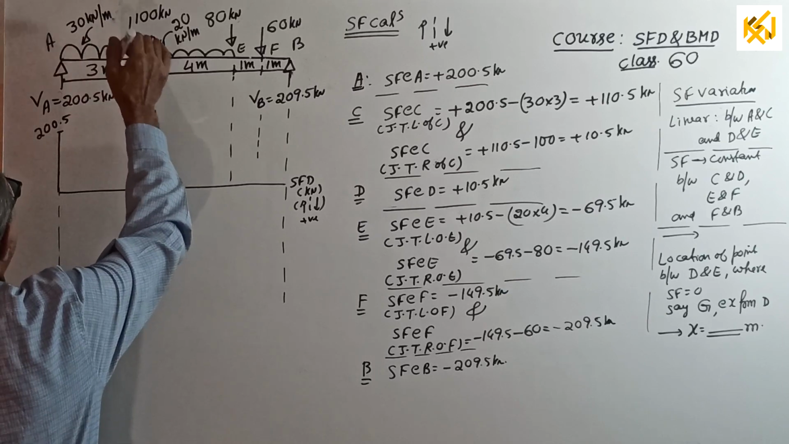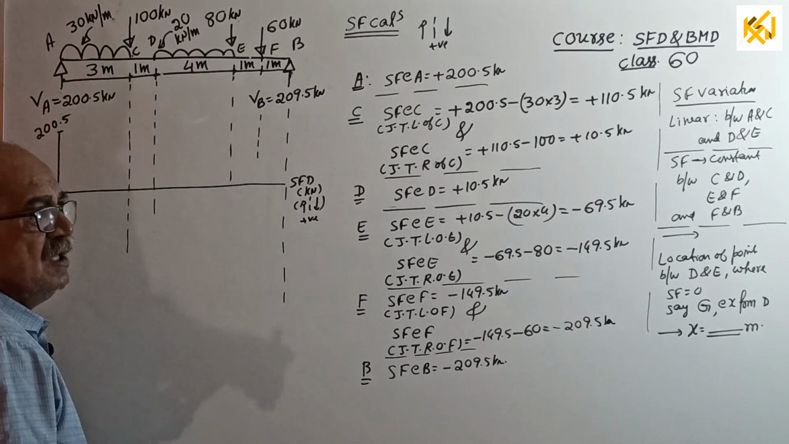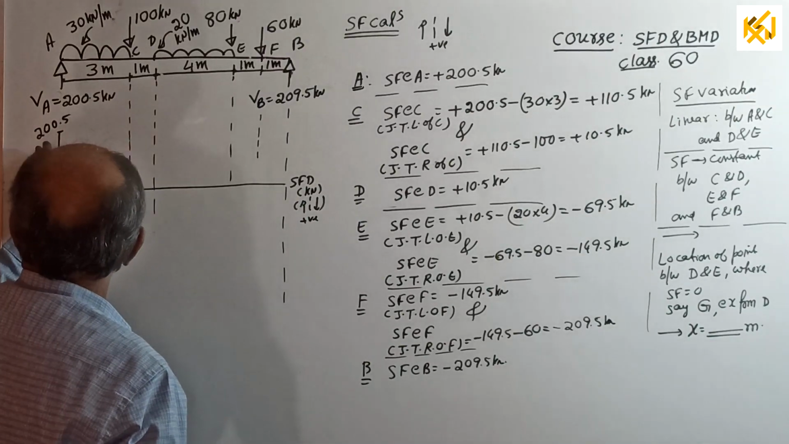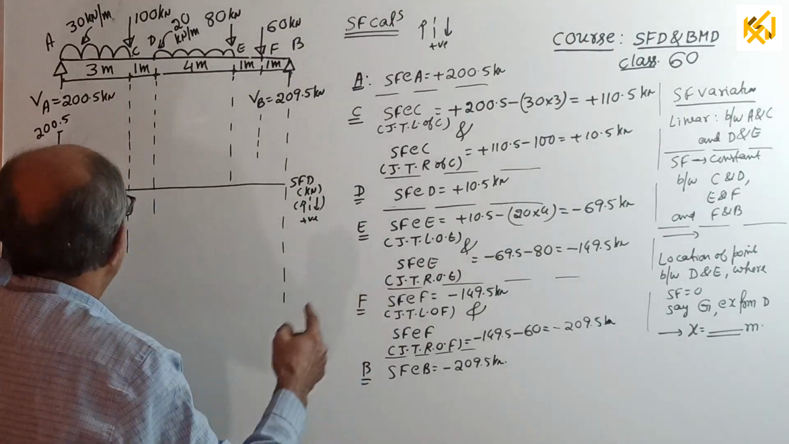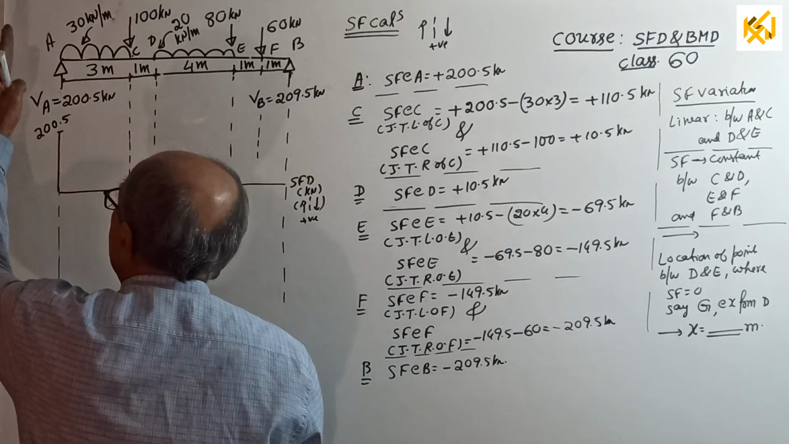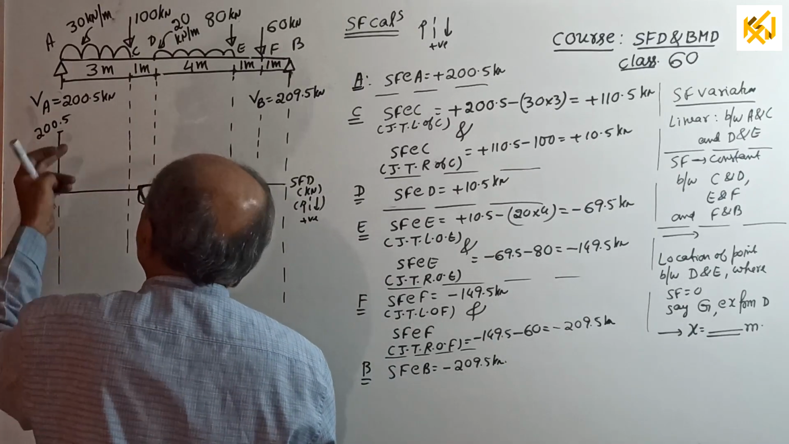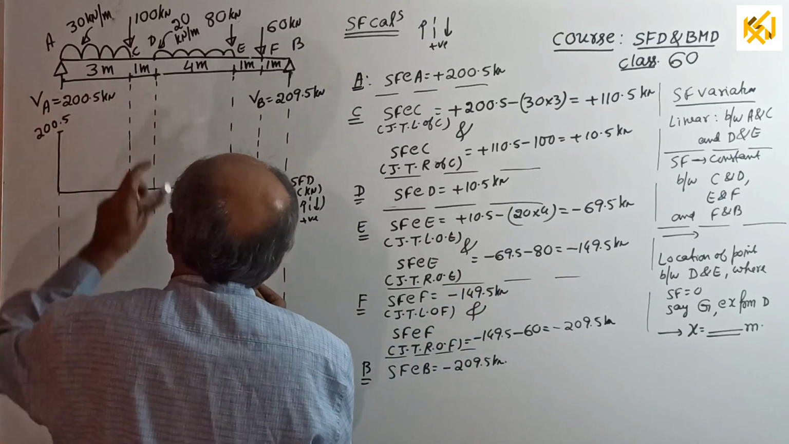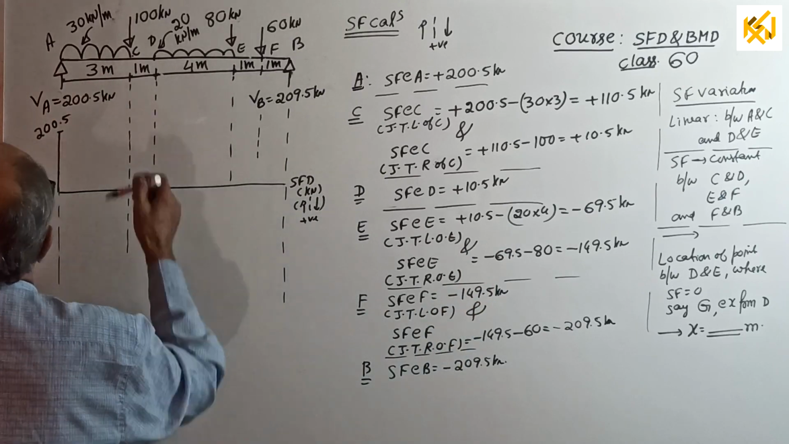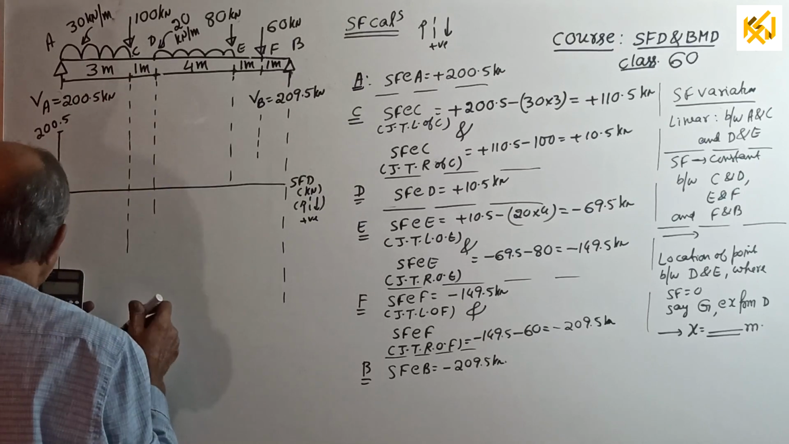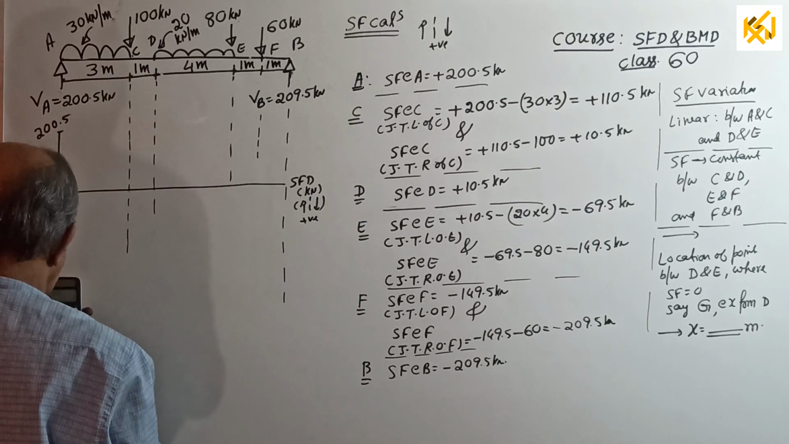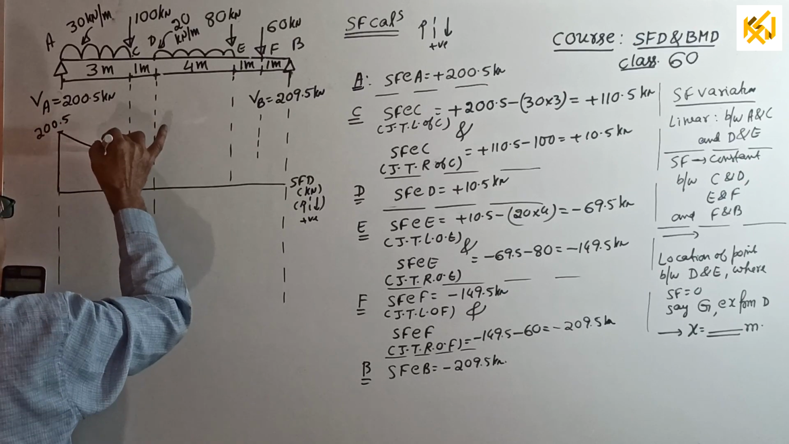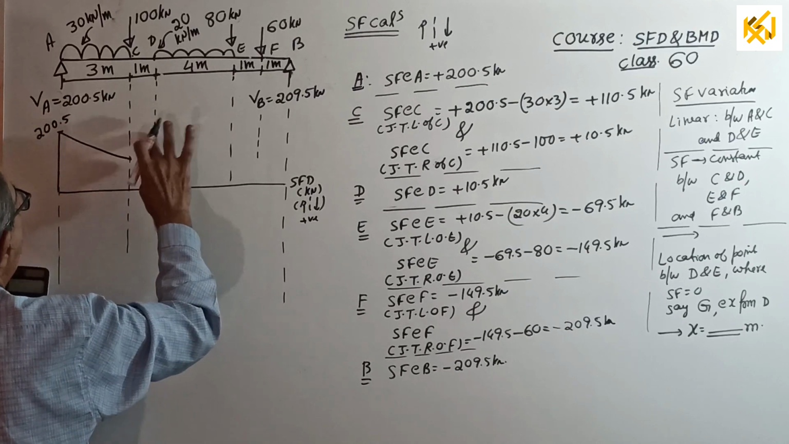From A to C, UDL acting down. Whenever you draw shearing force diagram from left to right side, remember, if it is upward force, then it will be positive. If it is downward, it will be negative here also. And you go with the load. So when you go with the load, down 30 into 3, subtract 30 into 3, you will get 110.5, almost half. Okay. This is 110.5.